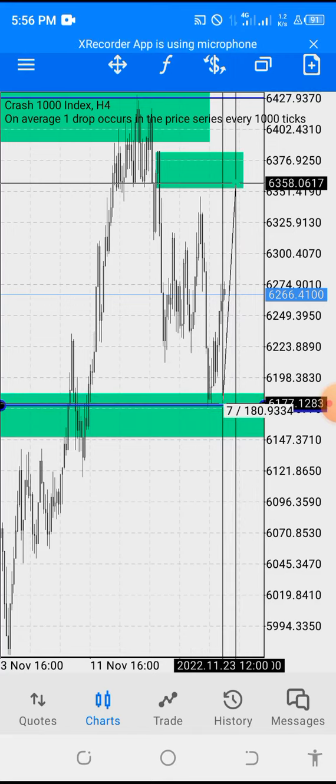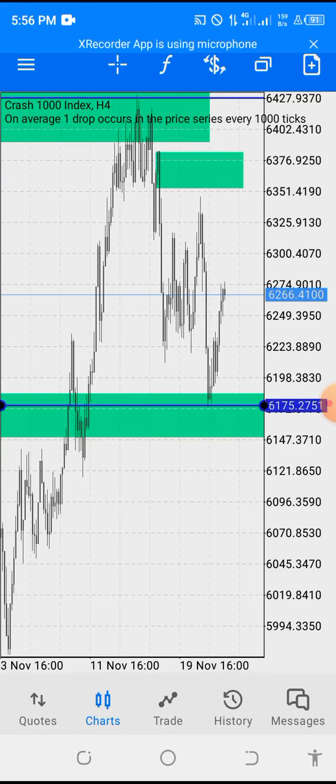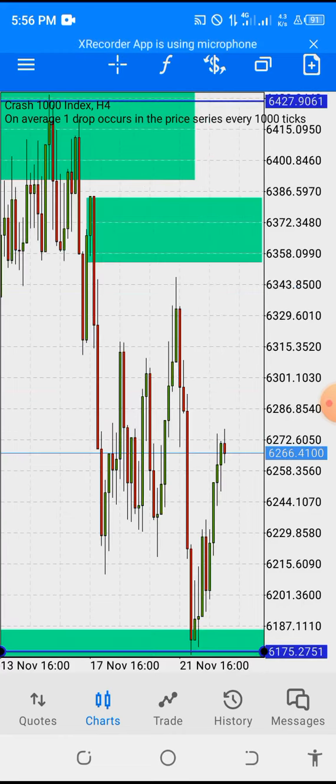This is 180 pips. Okay, that's a very good risk to reward ratio. Risking 60 pips to catch 180 pips is a very, very good trade. So now see what happened again.